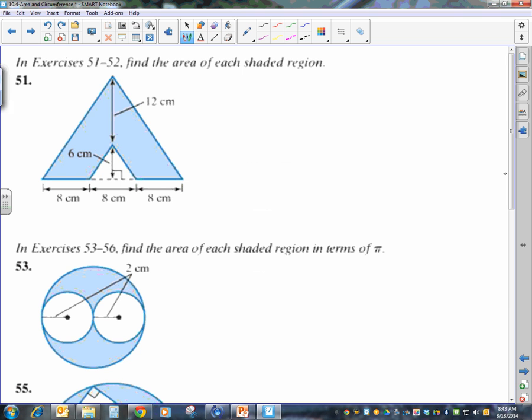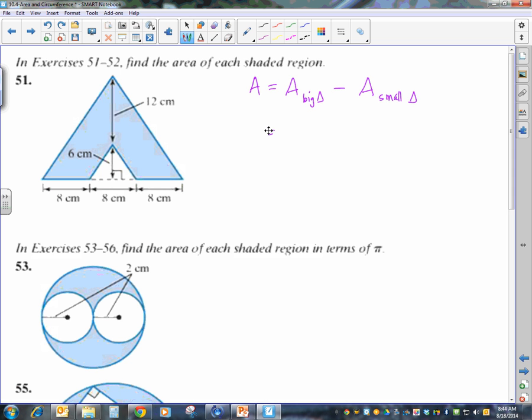Sometimes we actually have to subtract. So when you look at this problem, hopefully you can see that to get the area of our shaded region, we're going to have to take the area of the big triangle and take out the area of the small triangle.